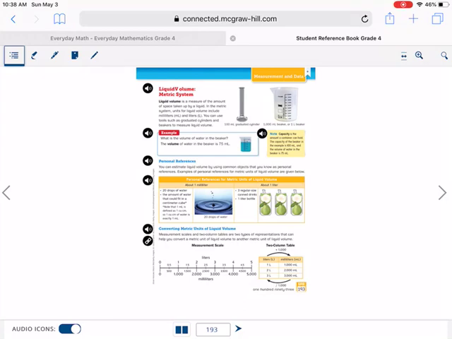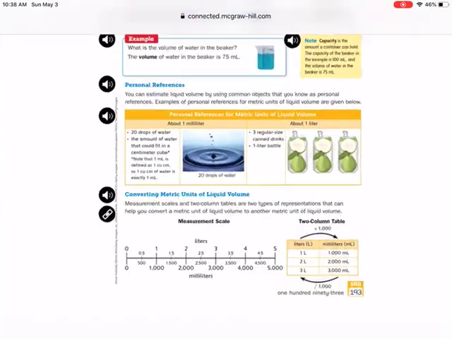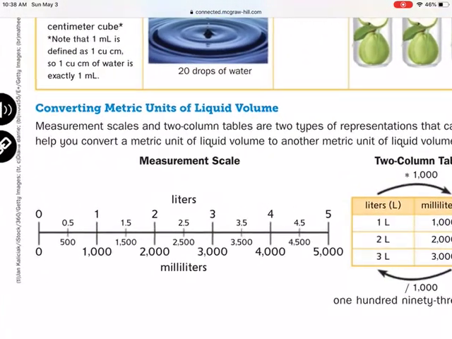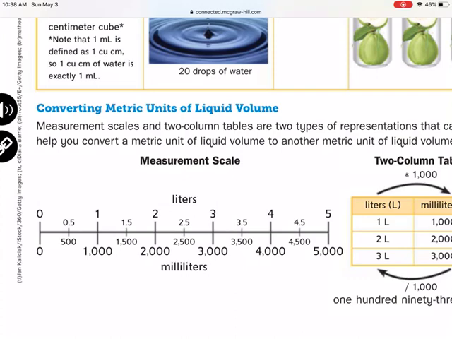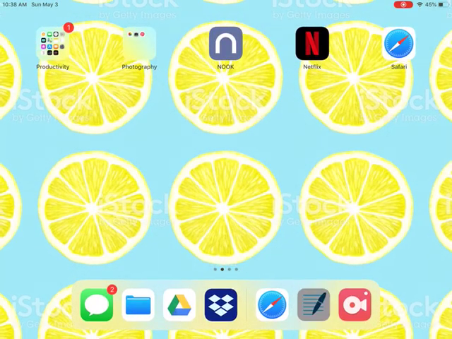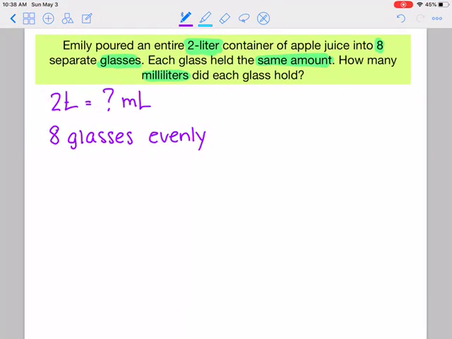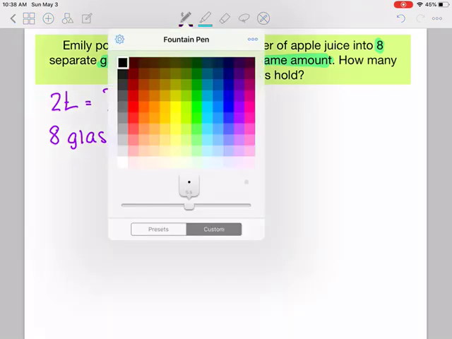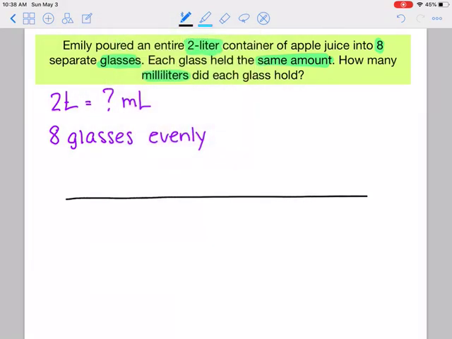And you can read all about it if you forgot, or you can look at the measurement scale on the bottom. So I'm actually going to zoom in, and we have liters on the top and milliliters on the bottom. So I know now that in 1 liter, it's 1,000 milliliters, and in 2 liters, it's 2,000 milliliters. So I'm going to remember that, and I'm going to go into my page here. And I'm actually going to draw my own measurement scale. So this is one way that you can do that.